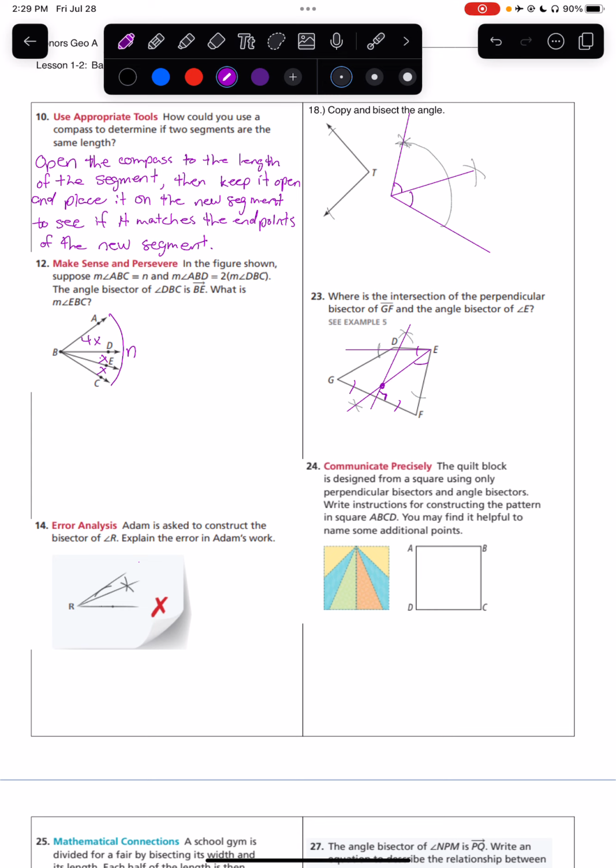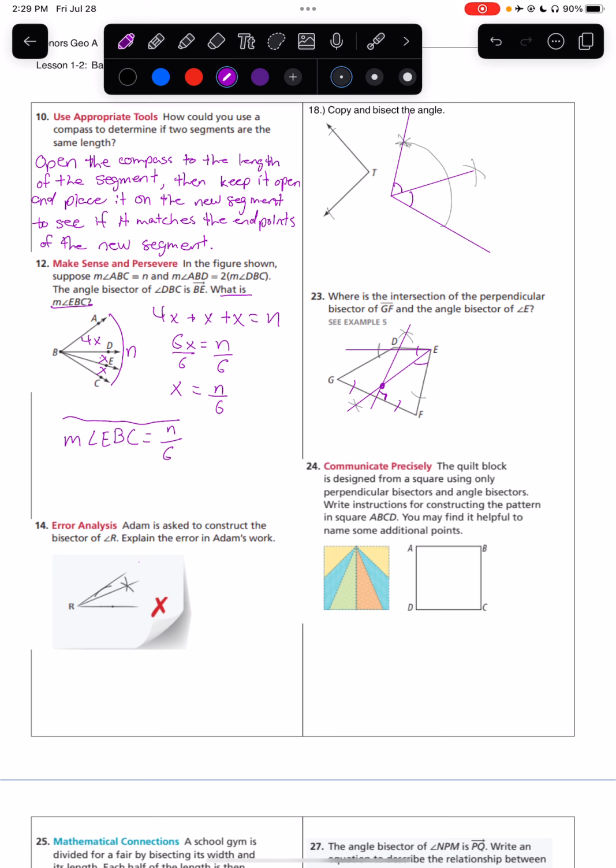When it says what is the measure here, we don't know any numbers. We just know that this entire angle is n. So I know that 4x plus x plus x equals n degrees, but I don't know how much n degrees is. But I can solve the equation anyway. I can say 6x equals n and divide both sides by 6 and say that x equals n over 6, or 1/6 n. So if I'm writing my answer, I would say the measure of angle EBC equals n over 6.